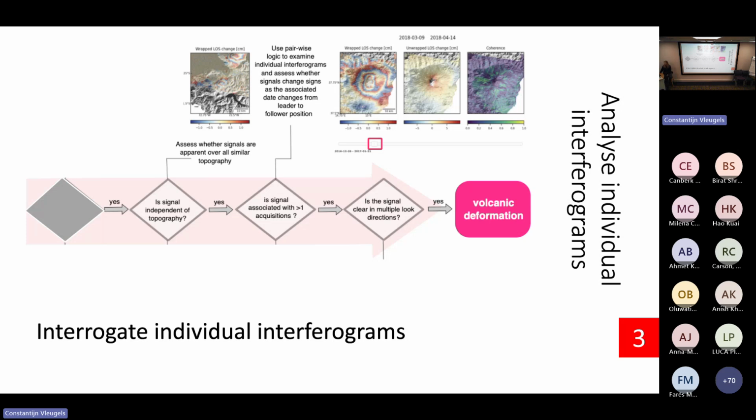Then you might want to ask a question like, is the signal associated with more than one acquisition? If it just appears once, or is it something that's persistent? And do you see it in multiple look directions or multiple tracks?